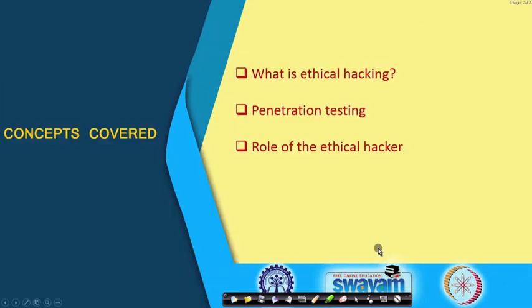Firstly, we shall try to tell you what ethical hacking is. There is a related terminology called penetration testing, which we will also be discussing, and some of the roles of an ethical hacker, what an ethical hacker is expected to do and what he or she is not expected to do, that we shall try to distinguish and discuss.